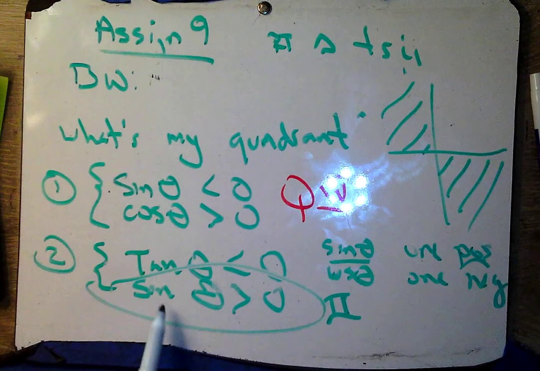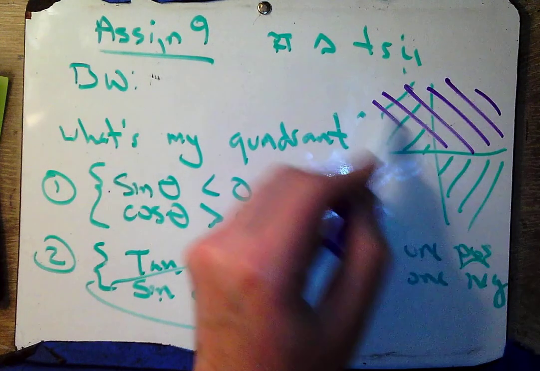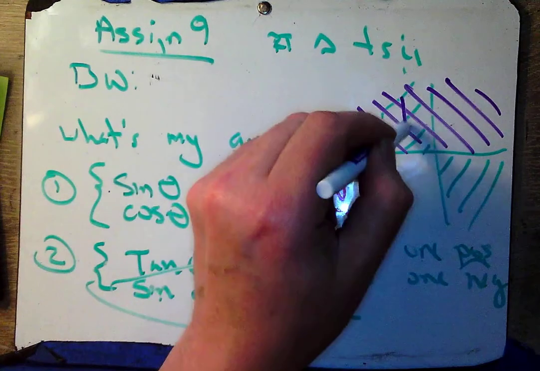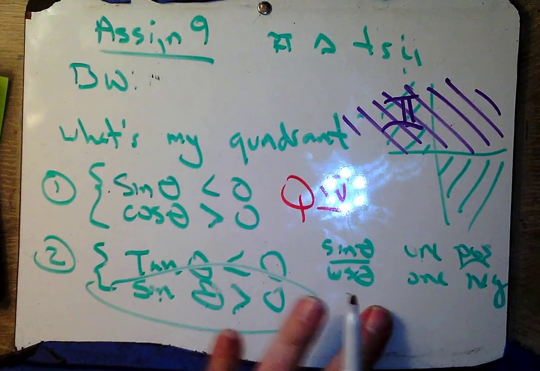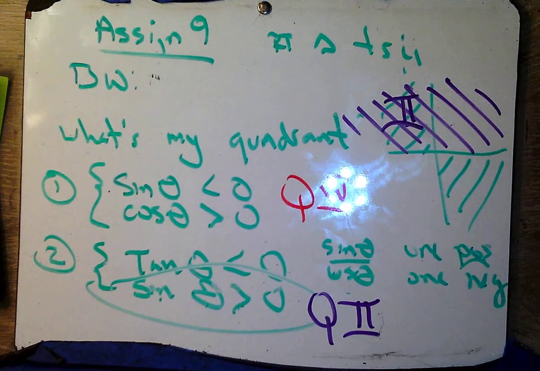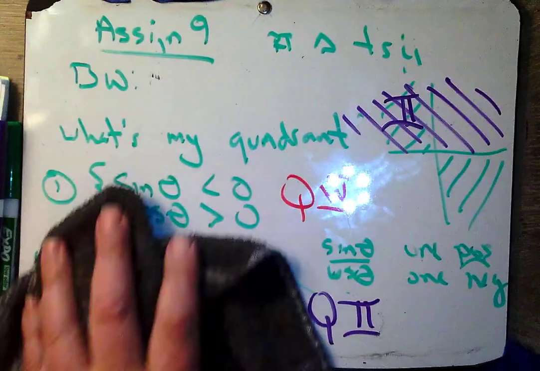Now, where is sine greater than 0? Well, we know sine, being the y values, is greater than 0 in quadrants 1 and 2. And lo and behold, where do I overlap? I overlap in quadrant 2. So quadrant 2 is my answer for this one. Okay? All right. So, what's my quadrant? Very, very common question, so please make sure you're comfortable with that.